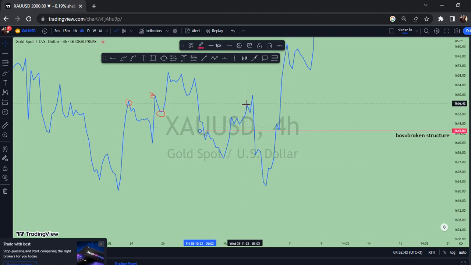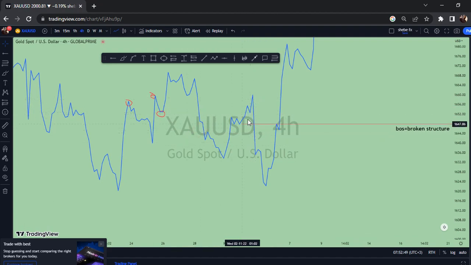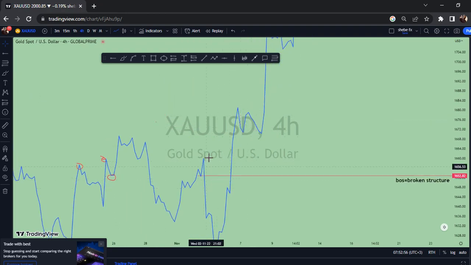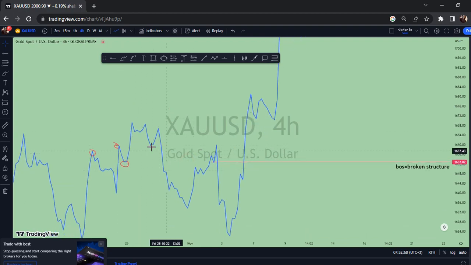The same applies to here. This was higher high, higher low, higher high. Then the price again broke the structure over here. So these are the breaks of structure. This is the break of structure. Also this one is the break of structure.